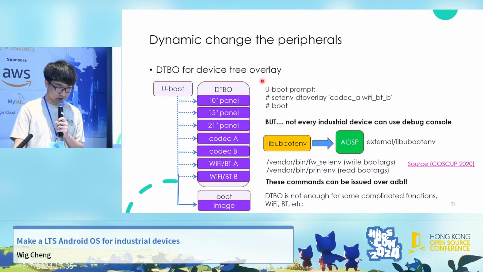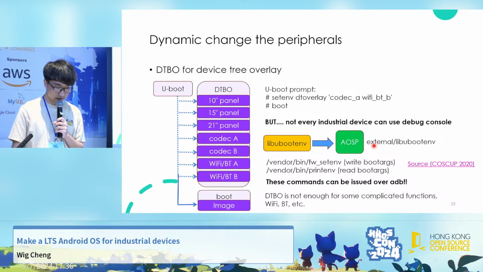Device tree overlay is about dynamically changing the hardware function and peripherals at the U-boot stage, and for the kernel stage. But in the industrial market, not every industrial device can use a debug console, which means you cannot control the U-boot stage. So in this case, I brought a tool named fw_printenv, U-boot env tools. It's from the Yocto OS, and I brought it to AOSP.